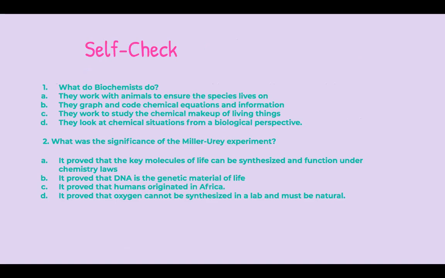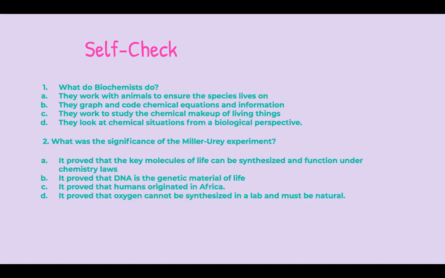So let's just do a self-check. Number 1, what do biochemists do? A, they work with animals to ensure the species lives on. B, they graph and code chemical equations and information. C, they work to study the chemical makeup of living things. D, they look at chemical situations from a biological perspective.